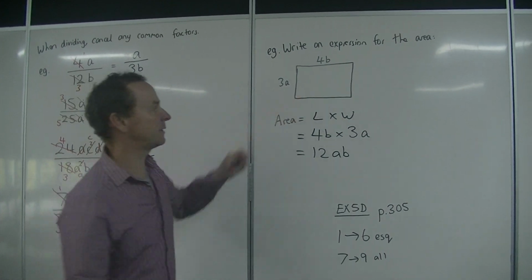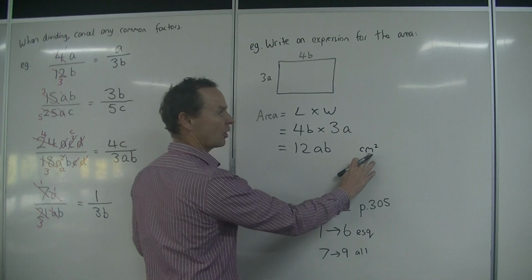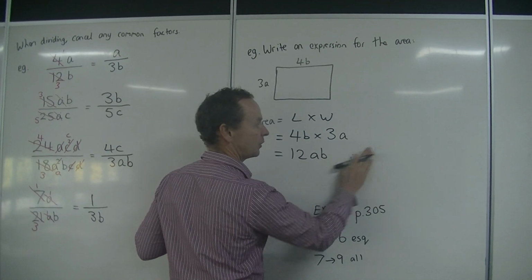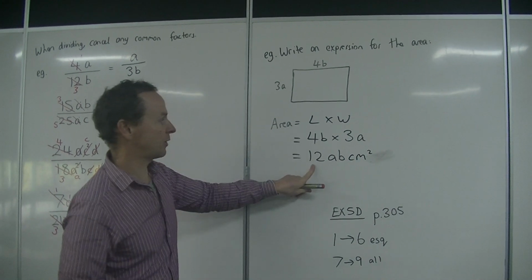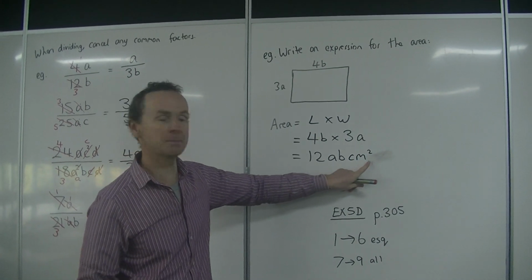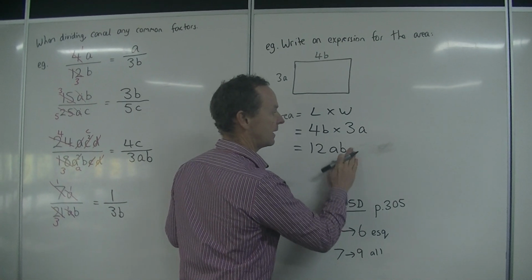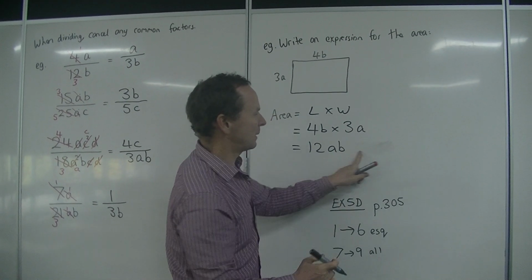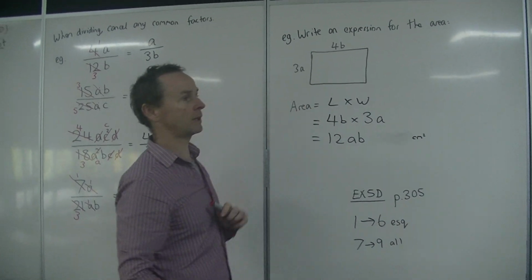And if it had centimetres there, you could write centimetres squared. But don't write it next to that, because then if you do, I'll show you what I mean, centimetres squared. Now the answer looks like 12AB cm squared, because it's algebra. So if it does have units, yes, technically you're supposed to write the units, but leave a big gap and then write centimetres squared there. But in this case I haven't put any units anyway.